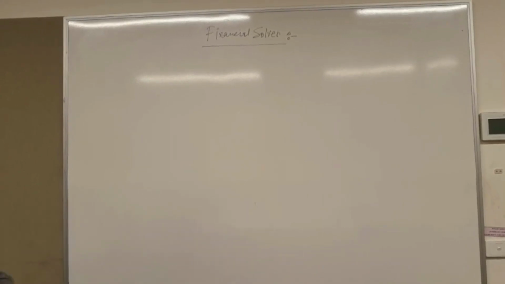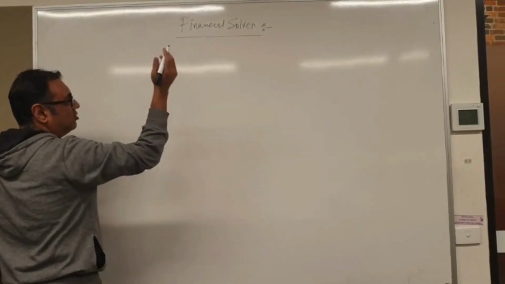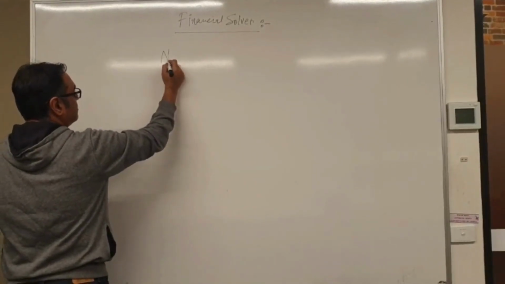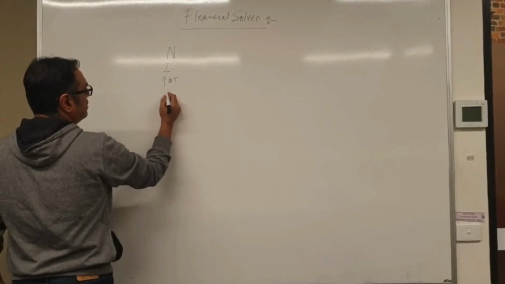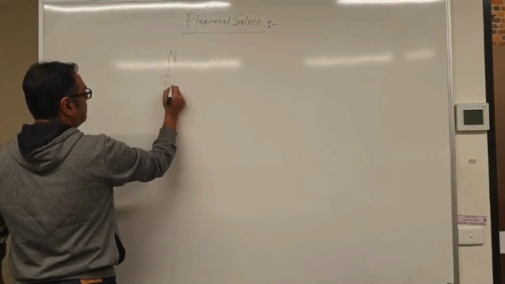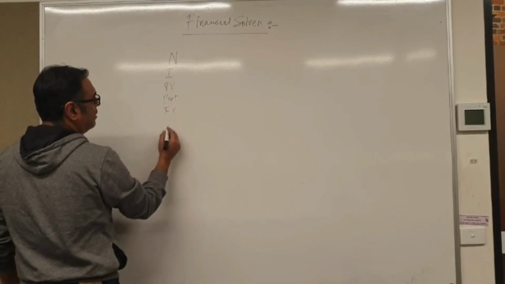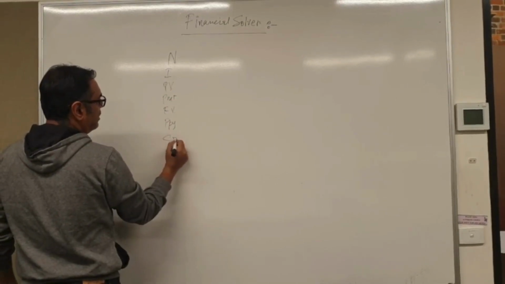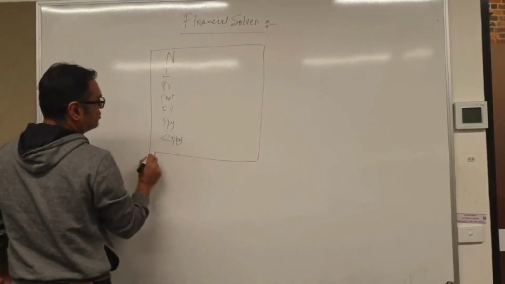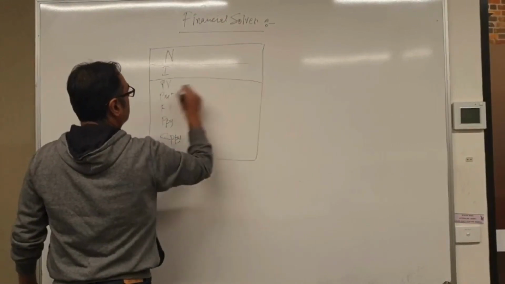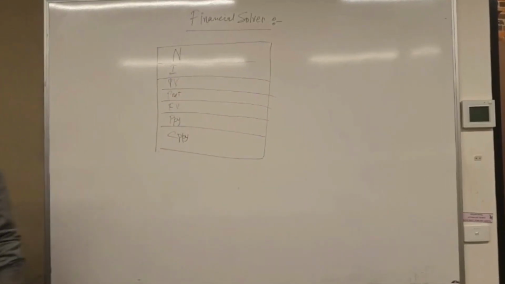Now, your financial solver has a few things in it. I did talk about it last time, now I'll connect the dots again. N, I, PV, PMT, FV, PPY, and CPY. This is how your financial solver looks.